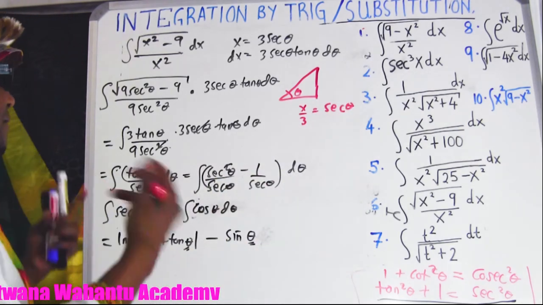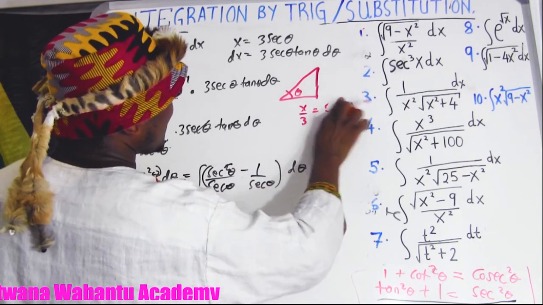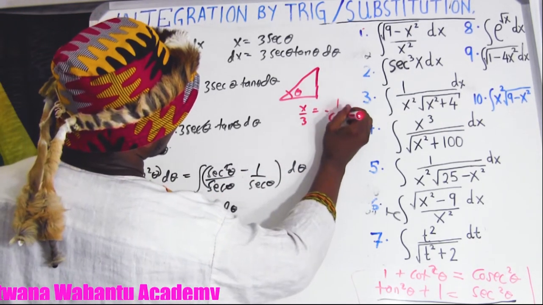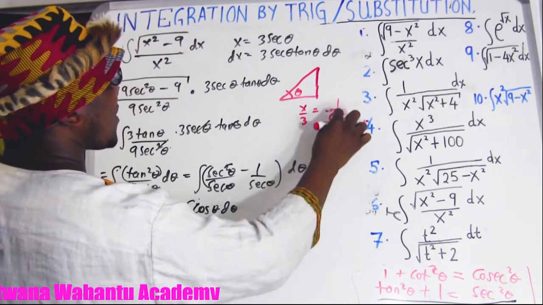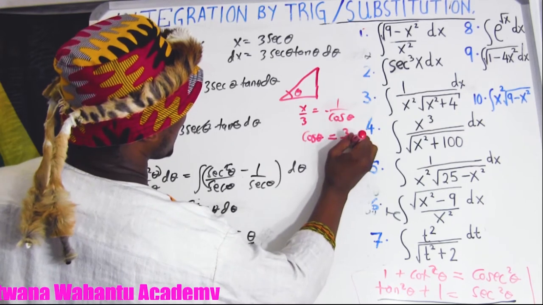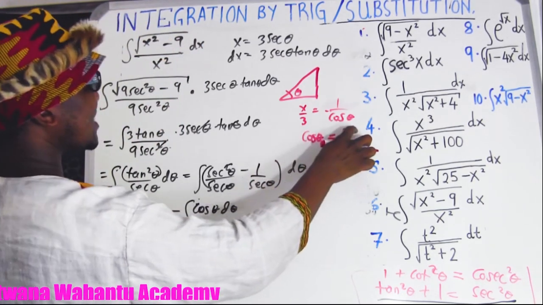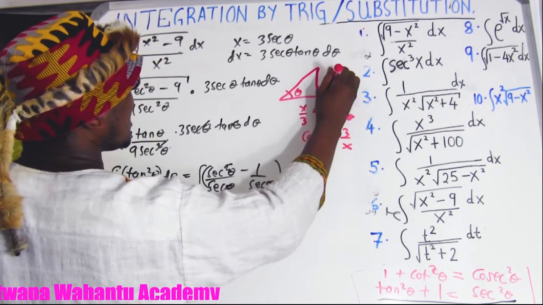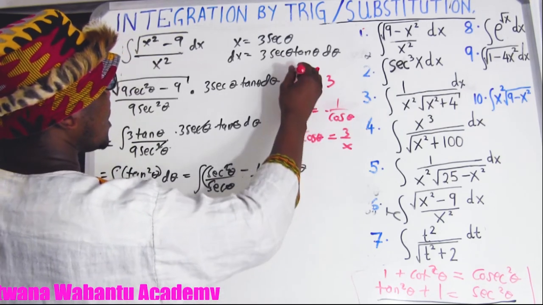But in the triangle, we have sine, cosine, tan, we don't have something called sec. So what I can do is flip it. What is sec? Sec is 1/cos. So let me flip everything: cos of theta equals 3/x. Cos means adjacent over hypotenuse, so adjacent equals 3 and hypotenuse equals x.